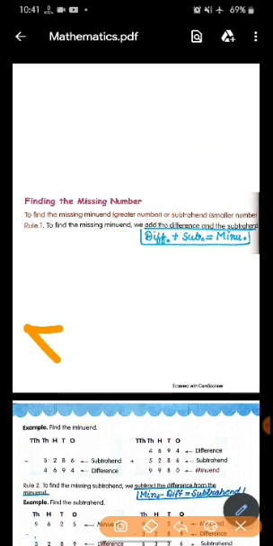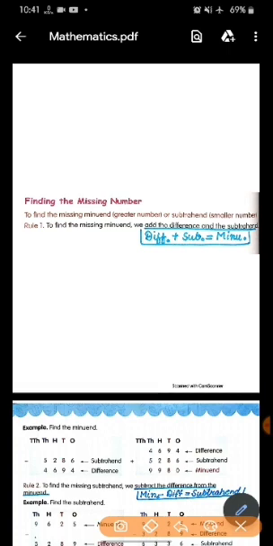Okay, so similarly here we will know that if one of the numbers is missing from subtrahend or minuend, then how we will find it with the help of the given difference and one of the given minuend or subtrahend. So let's see rule number 1.